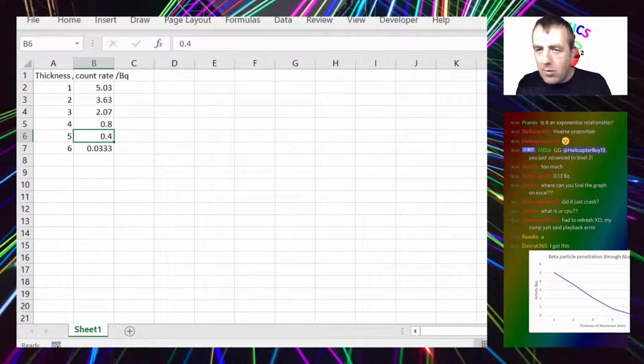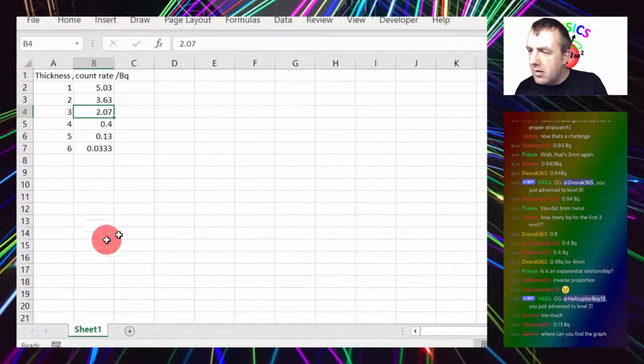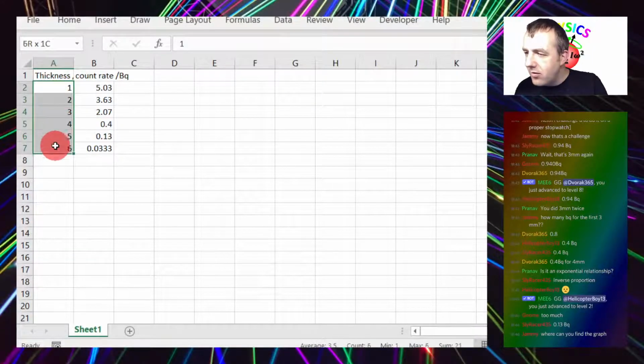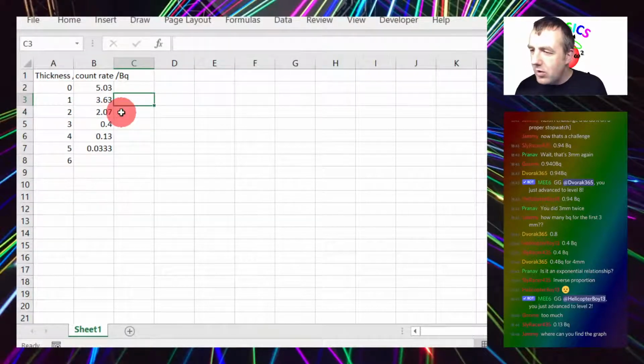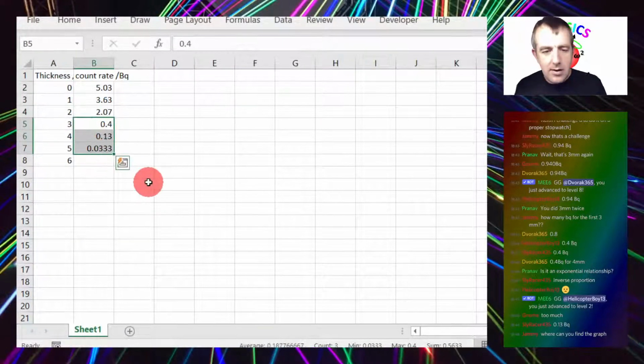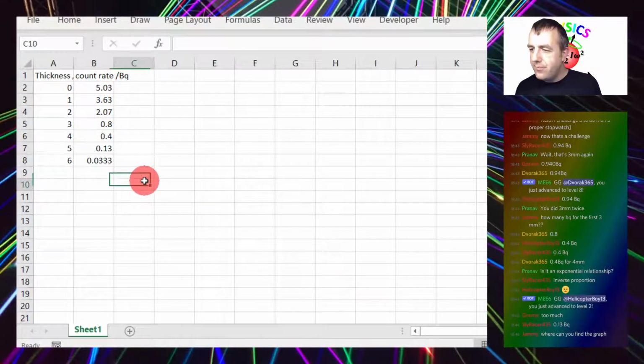.0333 was one of them. That one was 0.13. I'm missing one. What was 4 millimeters? 0.4. Thought it was 3 millimeters. Oh, I know what I've done wrong. You see? Did I say I was a moron? I did. There we go. Absolute plonker. 0.8. There we go.